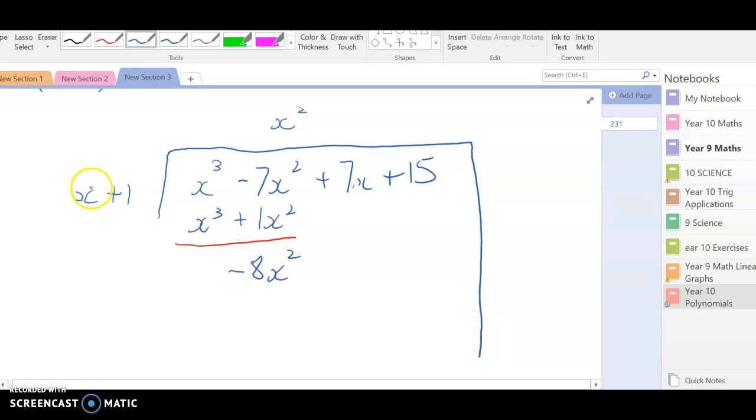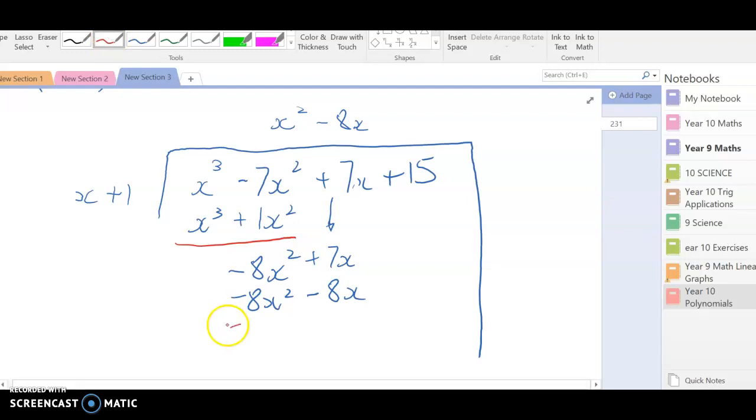Now we do the same thing. This time we're dividing x into minus 8x squared. X into minus 8x squared gives us minus 8x. Again, we now take that, multiply that by the x, will give us minus 8x squared, and the minus 8x times plus 1 is minus 8x. Oh, that's right, I forgot to bring down the 7x. Yes. So as you can see, a lot of what we learned in year 7.